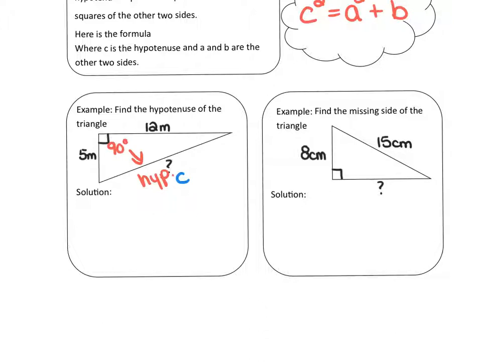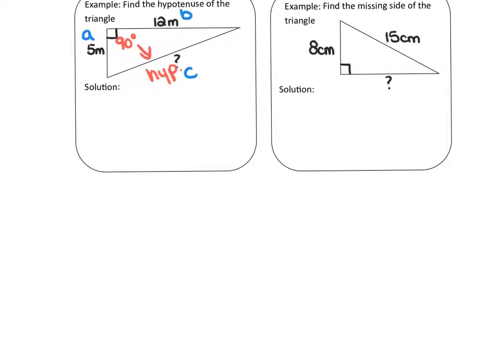When you use the formula, it doesn't really matter which side is A and B. It really just matters that the hypotenuse is C. So I'm going to label this one A and this one B. And we're going to substitute those values into our formula to solve it. So here we go. I always set it up with the formula c squared equals a squared plus b squared. And then I'll substitute the values in for a and b.